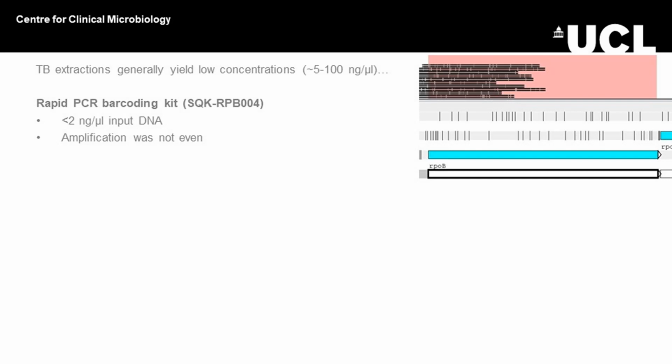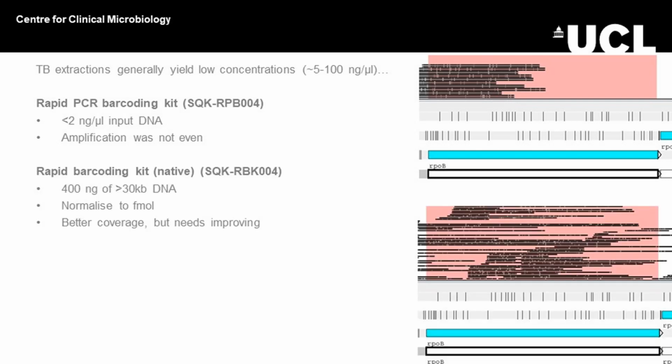So what we've tried to do is build up an entire pipeline from extraction to sequencing to analysis all the way through. And at each stage, we've tried to optimize it. As I don't have very long, I'm just going to concentrate on what we've been doing for the actual library preparation and comparing the different kits. So as I say, the TB extractions generally yield low concentrations, although Neil has been modifying it, and we've got much better concentrations now for sequencing.